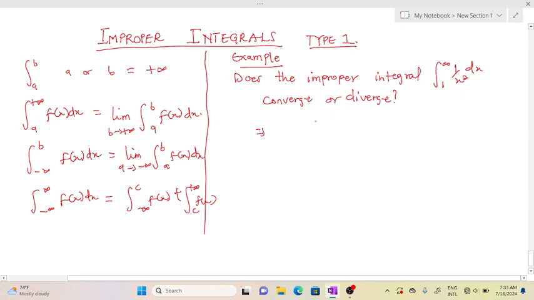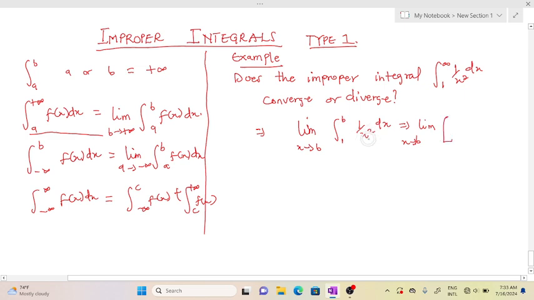So this is the same as the limit as b approaches infinity of the integral from 1 to an unknown b of 1 over x squared dx. From this section, maintain the limit outside and do your integral. That's the most important. So you're having the limit as b approaches infinity of this whole thing.